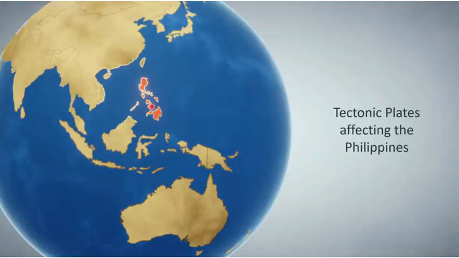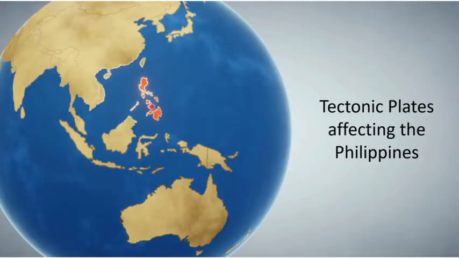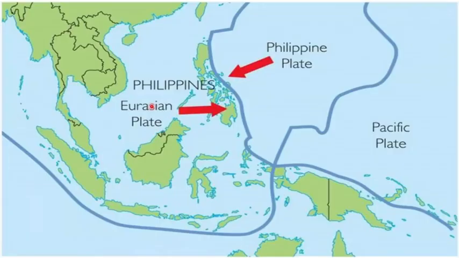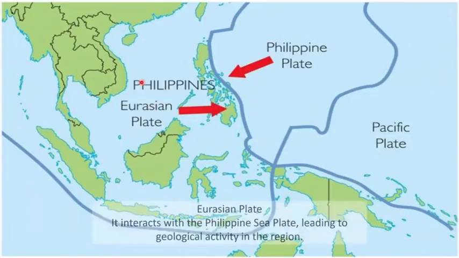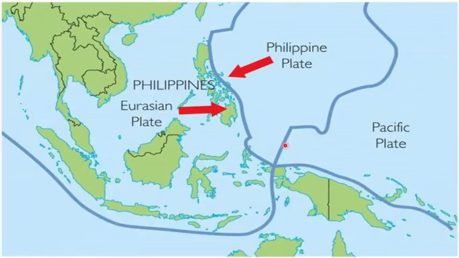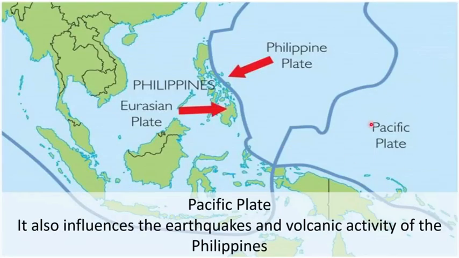Here are some of the tectonic plates affecting the Philippines. First, we have the Philippine Sea Plate. It is located in the east of the Philippine Sea, and it causes many earthquakes and volcanoes in the country. We also have the Eurasian Plate. It is located at the northwest of the Philippines. It interacts with the Philippine Sea Plate, leading to geological activity in the region. We also have the Pacific Plate, located further east beyond the Philippine Sea Plate. It also influences the earthquakes and volcanic activity of the Philippines.